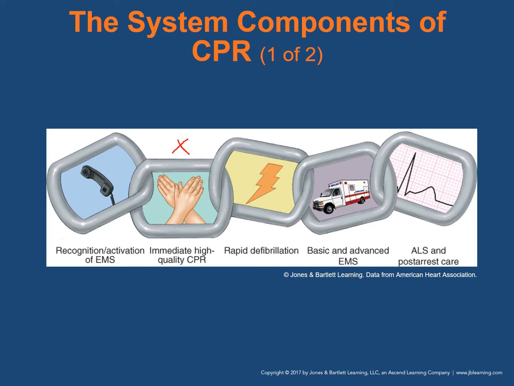The next link in the chain of survival is basic and advanced EMS. So again, initiating BLS, transporting them to the hospital, potential rendezvous with an ALS unit so we can start performing some more advanced life-saving interventions, and ALS and post-arrest care. That means getting them to the hospital where they can do even more advanced interventions for this patient. And potentially, like I said, if all these links in the chain of survival are met in an adequate amount of time, the patient has their best prognosis for survival.